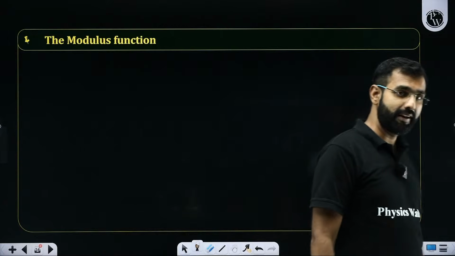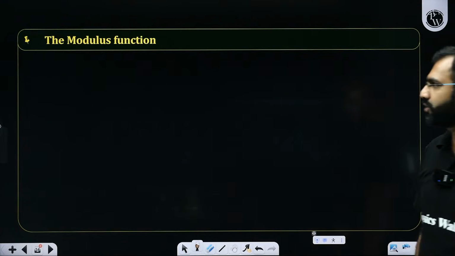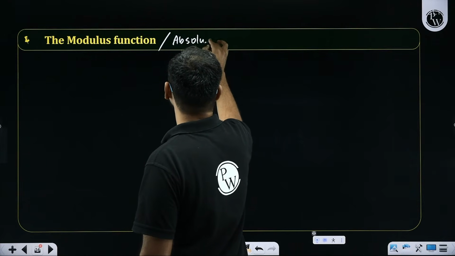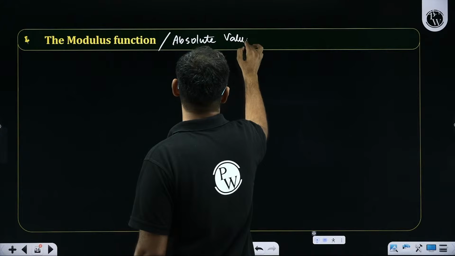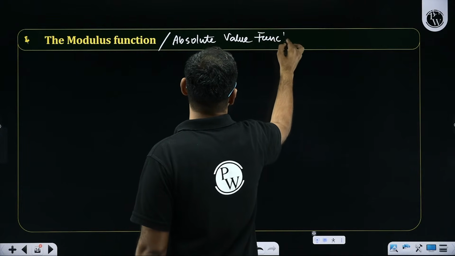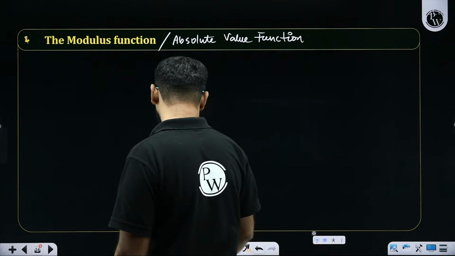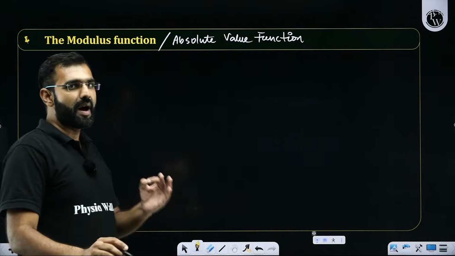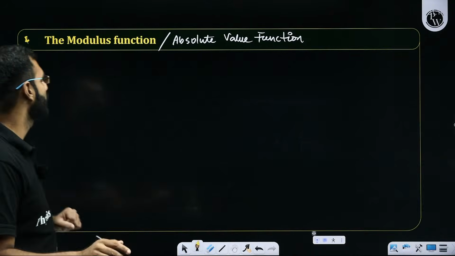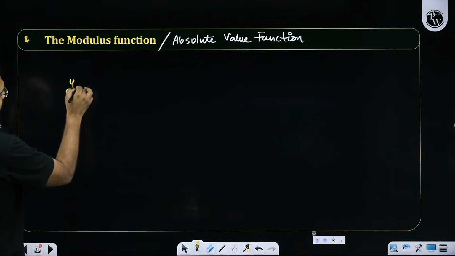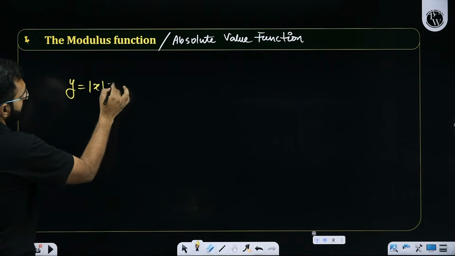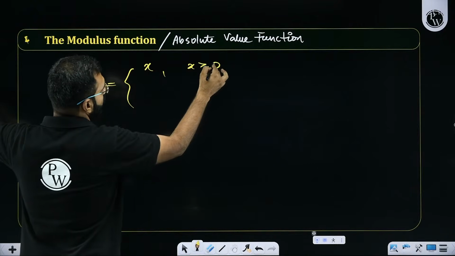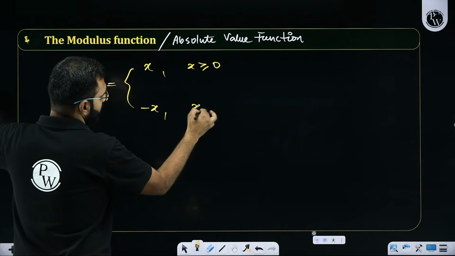Now there comes one very interesting function which is called the modulus function, and it is also called the absolute value function. Sir, what does it really mean? Let's talk about that. Pay attention, everyone. It always gives you the numerical value of a number. It is given by f(x) equals modulus of x, and mathematically it is defined as x if x is non-negative and minus x if x is negative.